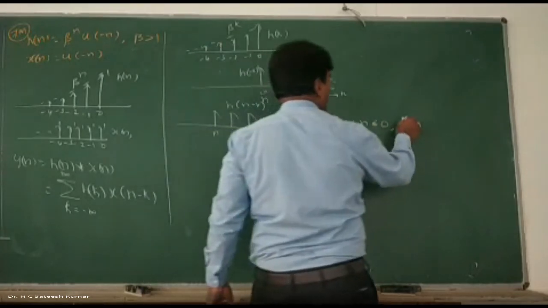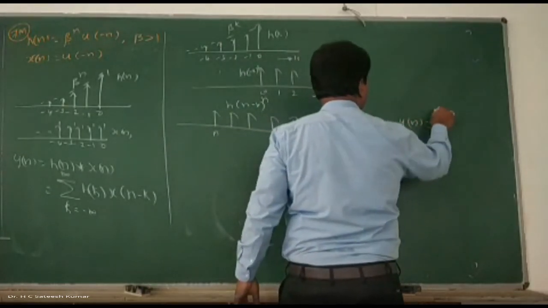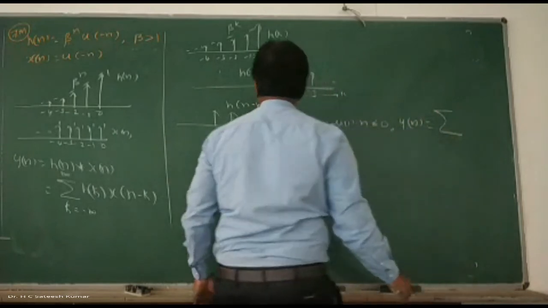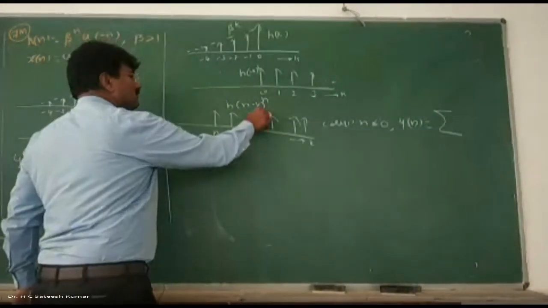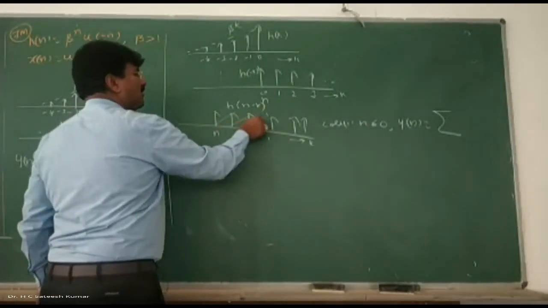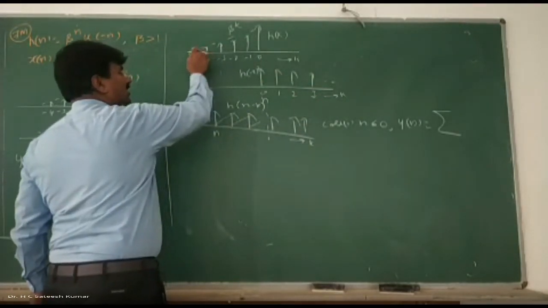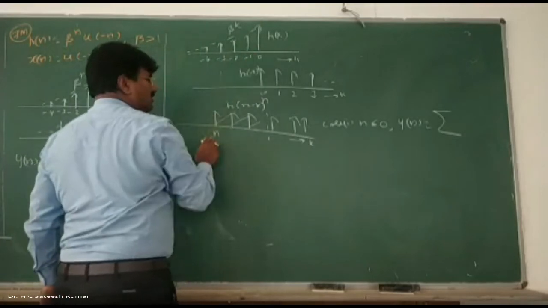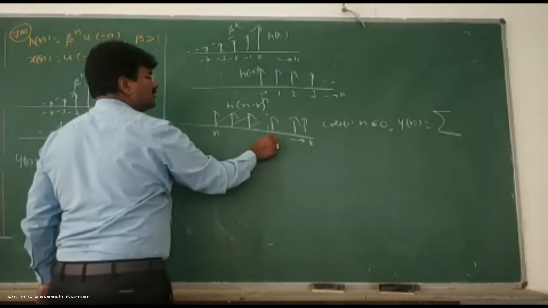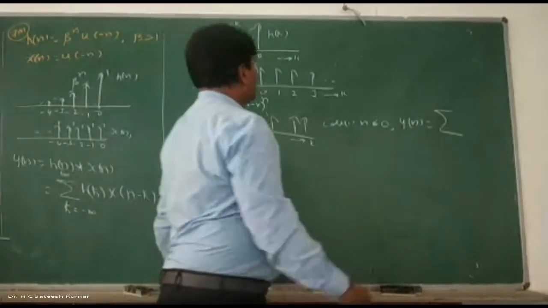What is y of n? Y of n is equal to summation, k ranges from where to where? n to 0. This up to 0 only, this is the overlapped area. This side it is not there, because the first signal is ranging from minus infinity to 0. Now the overlapped area is n to 0.